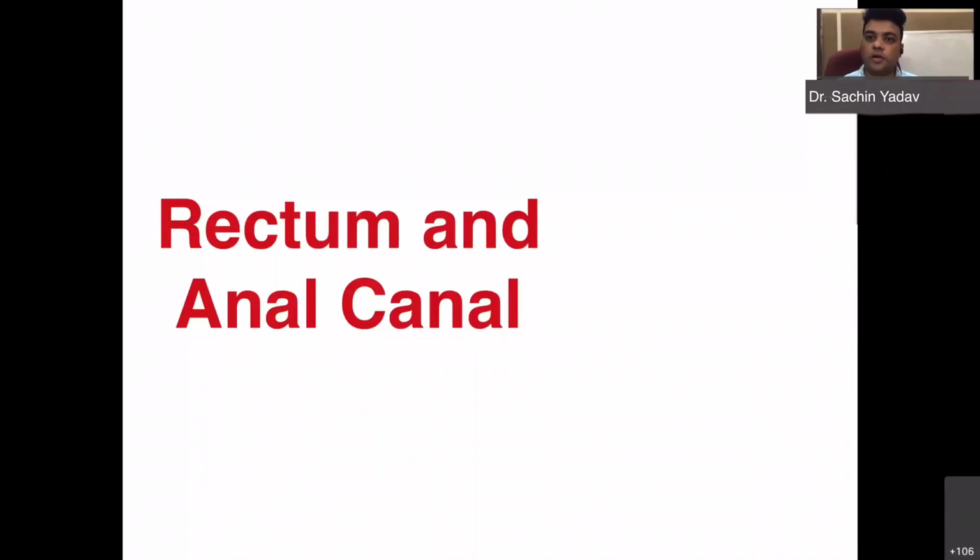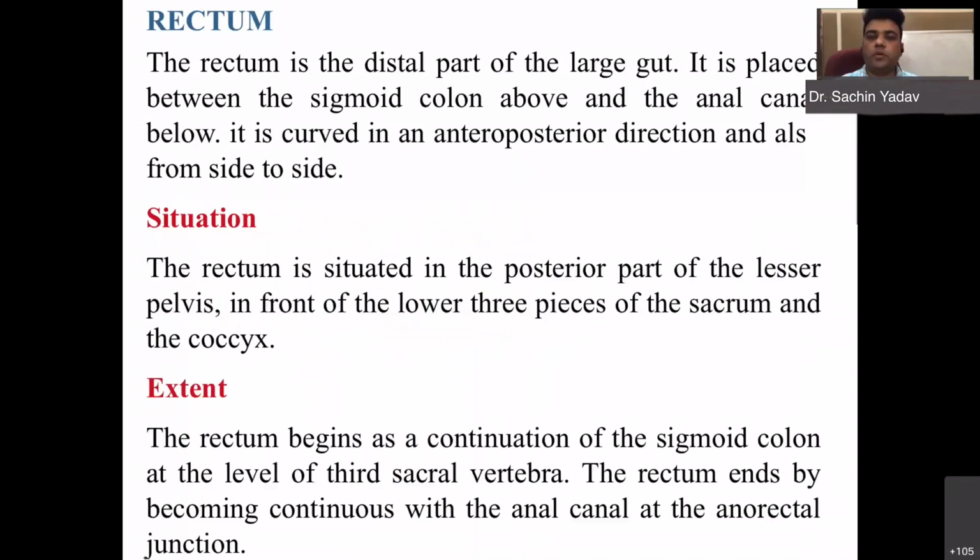So, rectum and anal canal. Fine. So what is the rectum? It is the distal part of the large gut, that is, the large intestine. It is placed between the sigmoid colon above and the anal canal below. It is curved in the anteroposterior direction and also from side to side.